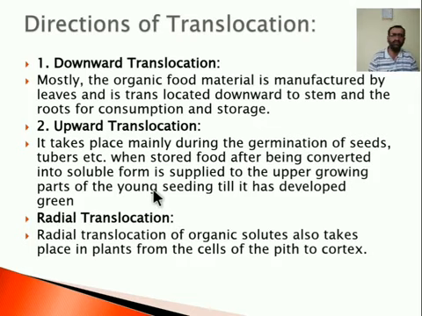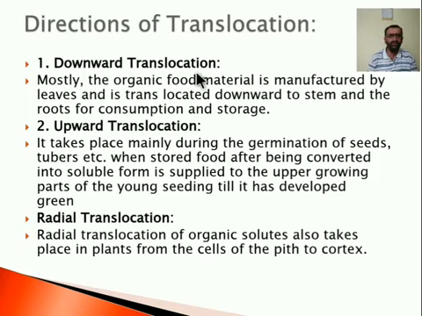In short, it is the process of movement of the organic food material from the leaf. Because photosynthesis takes place in the leaf, and the organic food material is synthesized in the leaf. From the leaf to the different parts of the plant, that is known as the translocation of organic solute. This translocation can take place by three methods: downward translocation, upward translocation, and radial translocation.